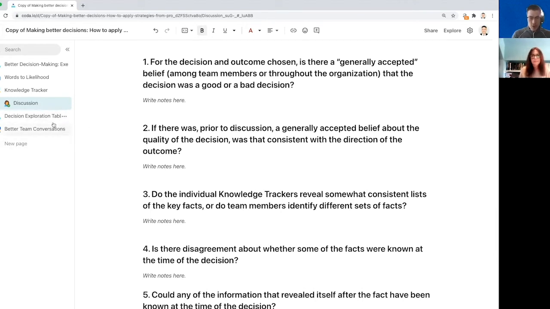Great. The template encourages discussion among the team so that you can get to what those learnings are for future decisions. So I really love this knowledge tracker exercise.